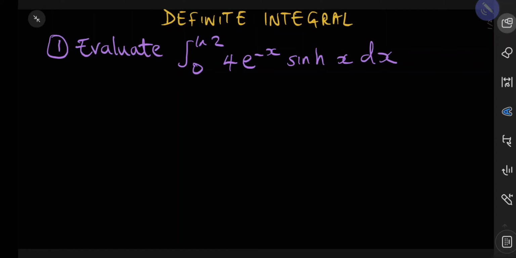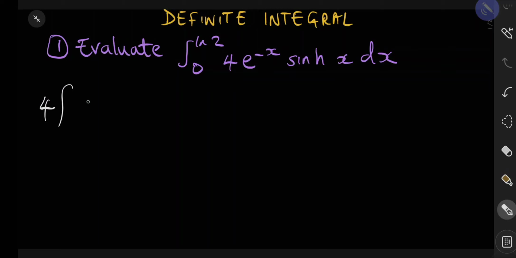So to remove the constant, here is 4, so we take that out. We have 4 times the integral from 0 to natural log 2 of sinh x dx. So the next thing we're going to have to do is rewrite this hyperbolic trigonometric function sinh x.